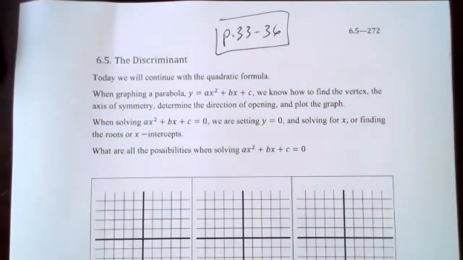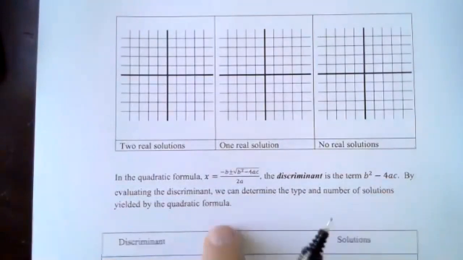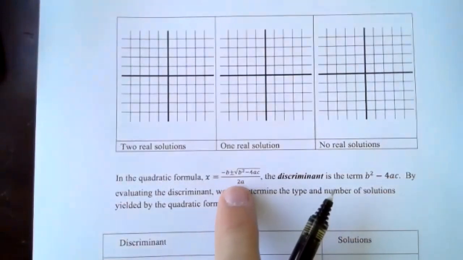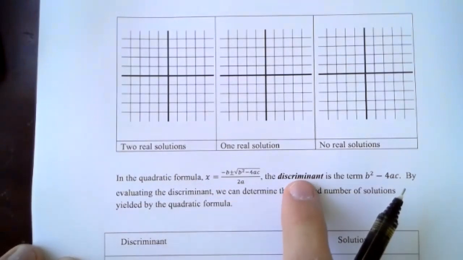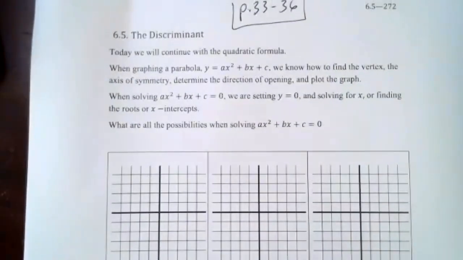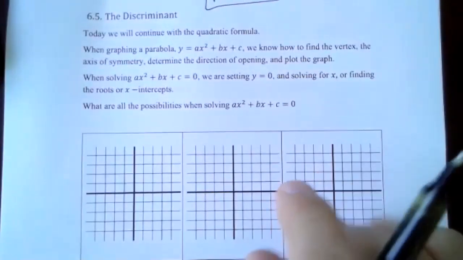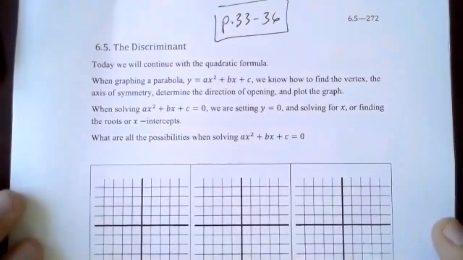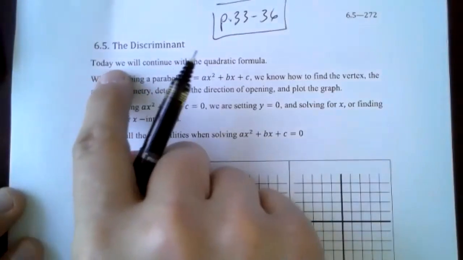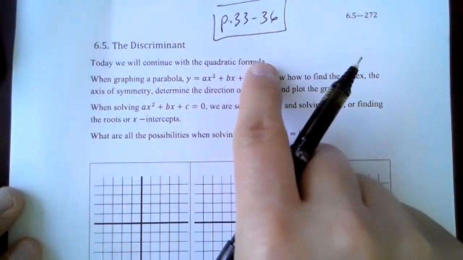The reason we talked about the quadratic formula earlier, this right here, is because it leads into this word, the discriminant. And we'll get to that in just a second. Let's read through some of the steps and kind of lead up to it. And I want to try and finish 6.5 today if possible. And there are about 3 pages, and then we're going to see what happens here, okay? So today we will continue with the quadratic formula.